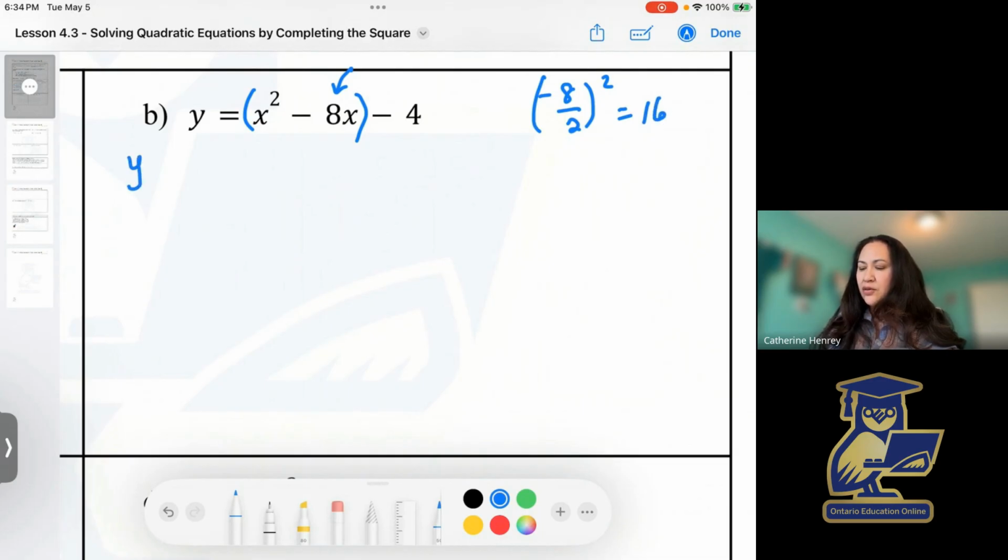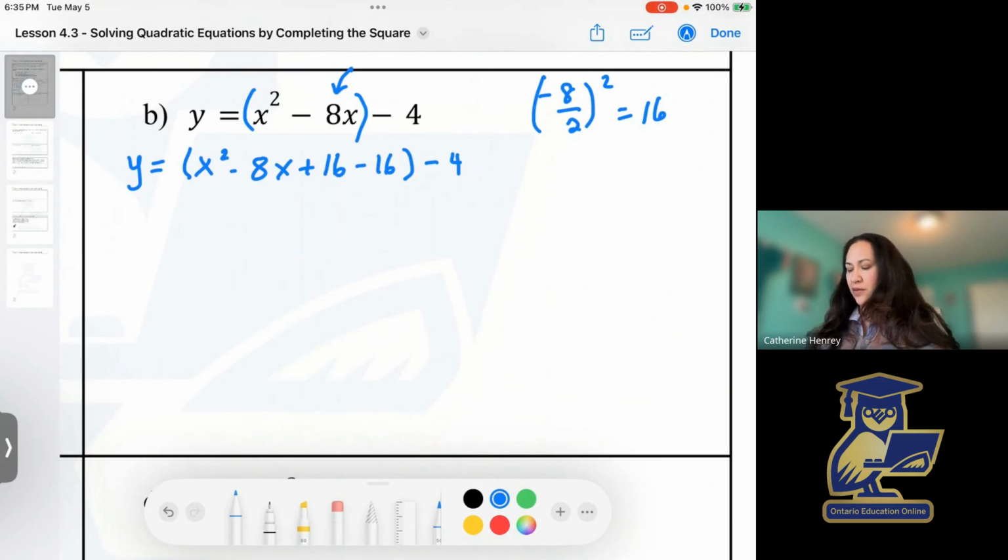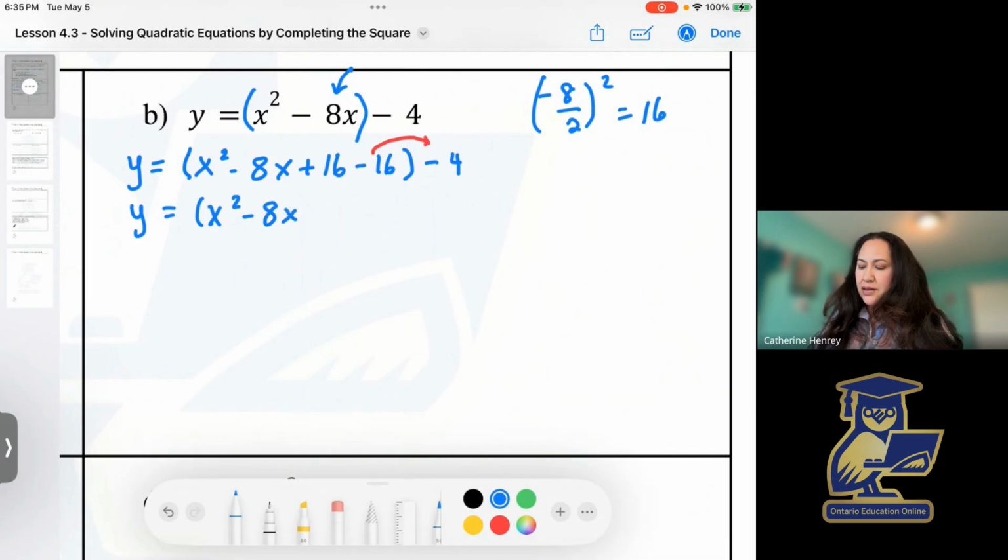If I go back to my quadratic equation, y equals bracket x squared minus 8x. And in the bracket, I'm going to add 16 and minus 16. And then I still have -4 to the right of the brackets. Then we want to move the -16 out of the brackets. So we'll have y equals x squared minus 8x plus 16. We'll close our brackets and we move that -16 out, and now we'll have to combine it with -4.